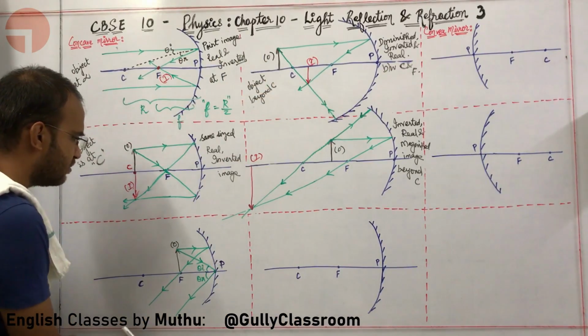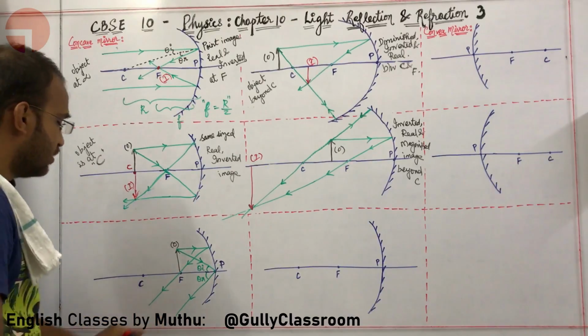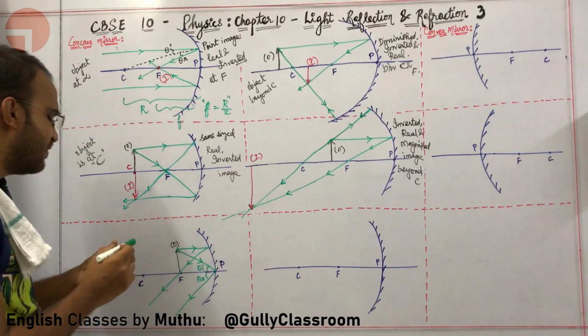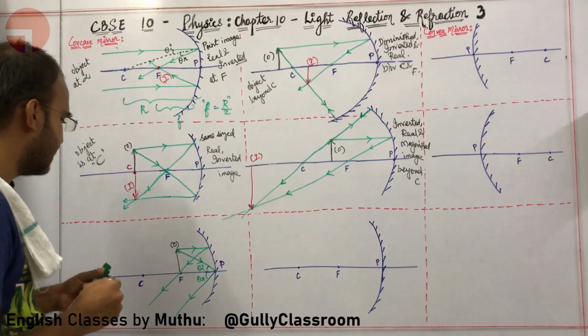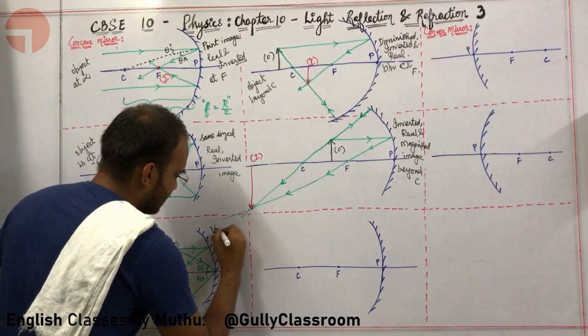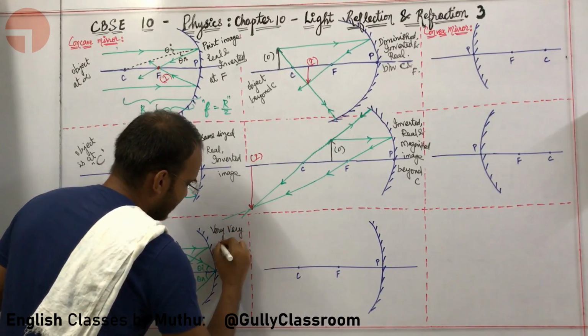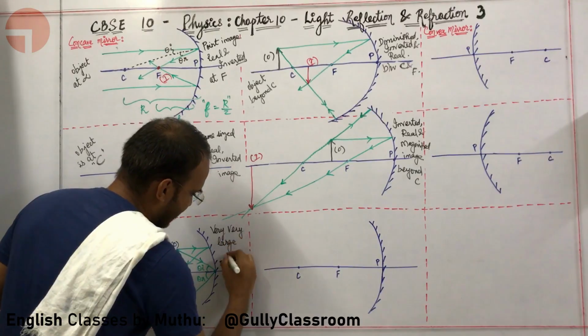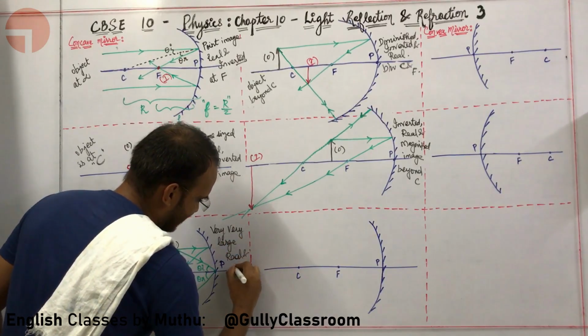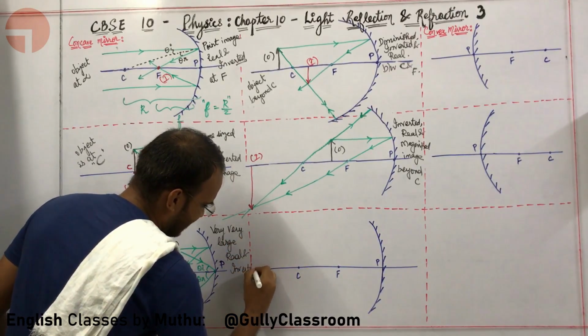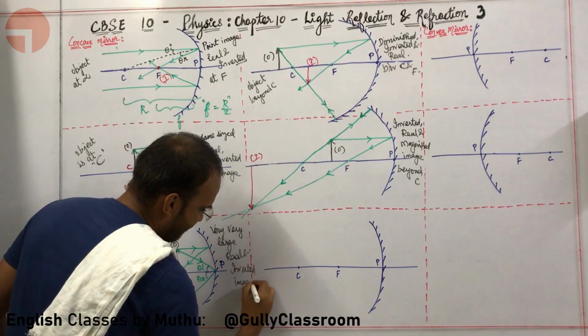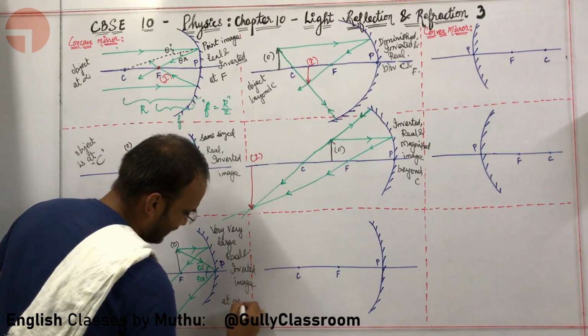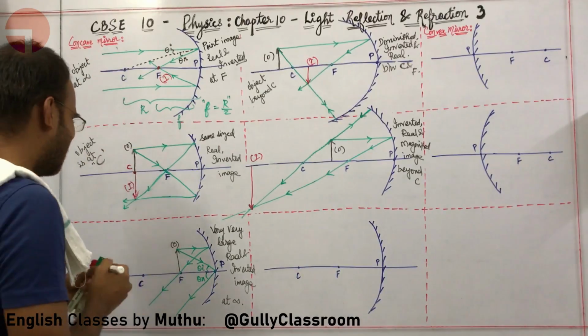So these light rays will meet at infinity and somewhere down over there, and they will form a very, very large, real and inverted image. Where, sir? At infinity. Parallel lines meet at infinity.